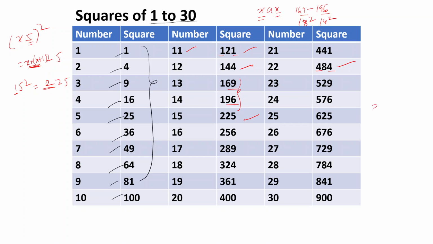Now similarly 25 whole square. 25 whole square is equal to, I can write 25 here, and before it x into x plus 1 with x as 2: 2 into 3 is 6, so 625.